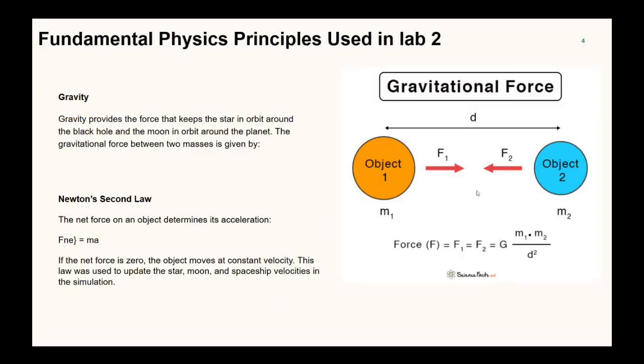Gravity. Gravity provides the force that keeps the star in orbit around the black hole and the moon in orbit around the planet. The gravitational force between the two masses is given by the following. The net force on an object determines its acceleration. F net equals ma. If the net force is zero, the object is moving at a constant velocity. This law was used to update the star, moon, and spaceship velocities in the simulation. And for gravity, we used capital G times mass 1 times mass 2 divided by the radius squared.